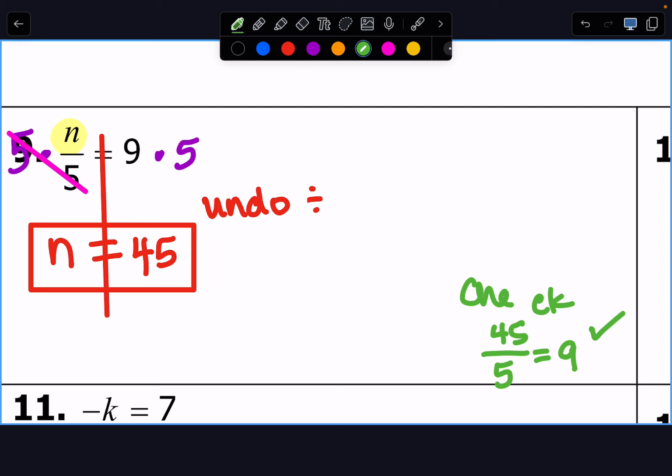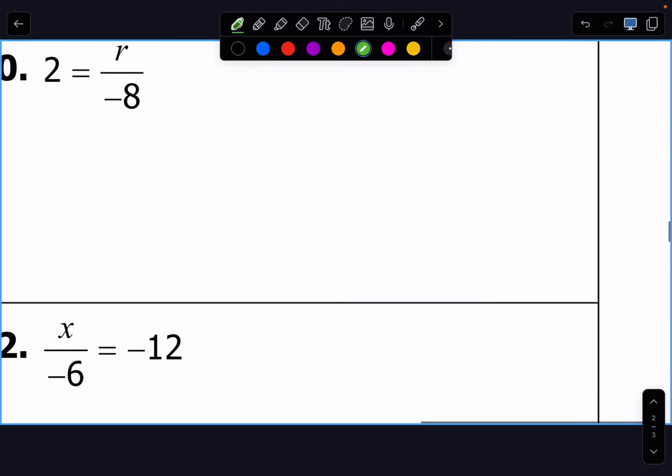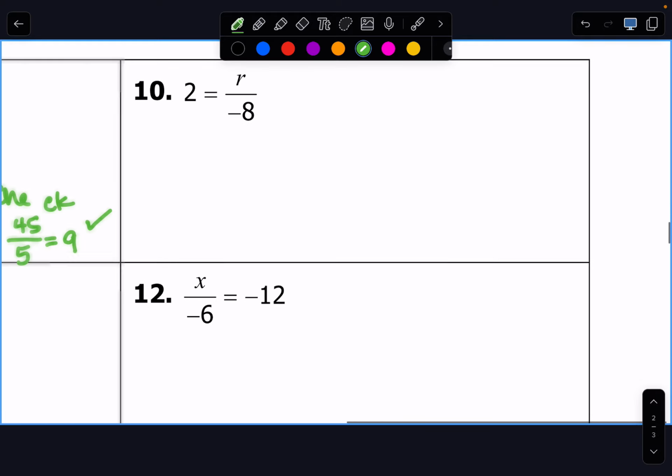Okay, so this is what I want from you. Remember, if you need a calculator, just grab one. Just make sure it's the number that belongs to you. I would like you to do 10 and 12 on your own. Save 11 for a little bit later. I'm going to go through that with you. You're doing 10 and 12.